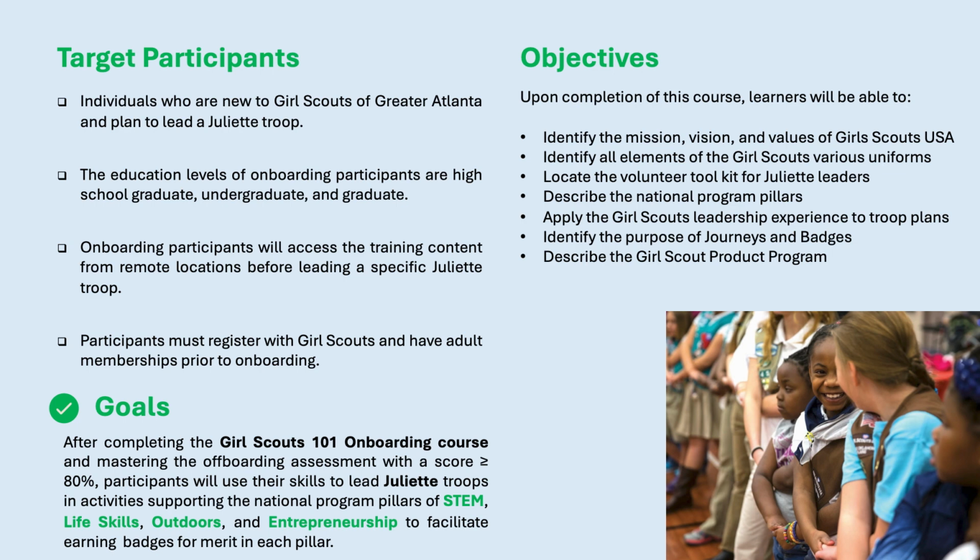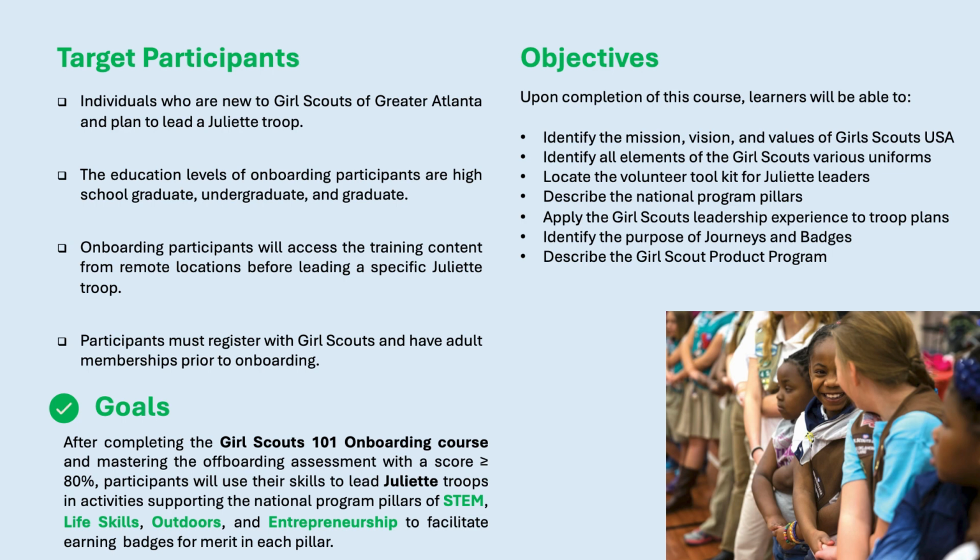Juliet troop. Upon completing the onboarding course, the objectives are that the learners will be able to identify the mission, vision, and values of the Girl Scouts, recognize all elements of the Girl Scouts' various uniforms, locate the volunteer toolkit for Juliet leaders, describe the national program pillars, apply the Girl Scouts leadership experience to troop plans, identify the purpose of journeys and badges, and describe the Girl Scout product program.